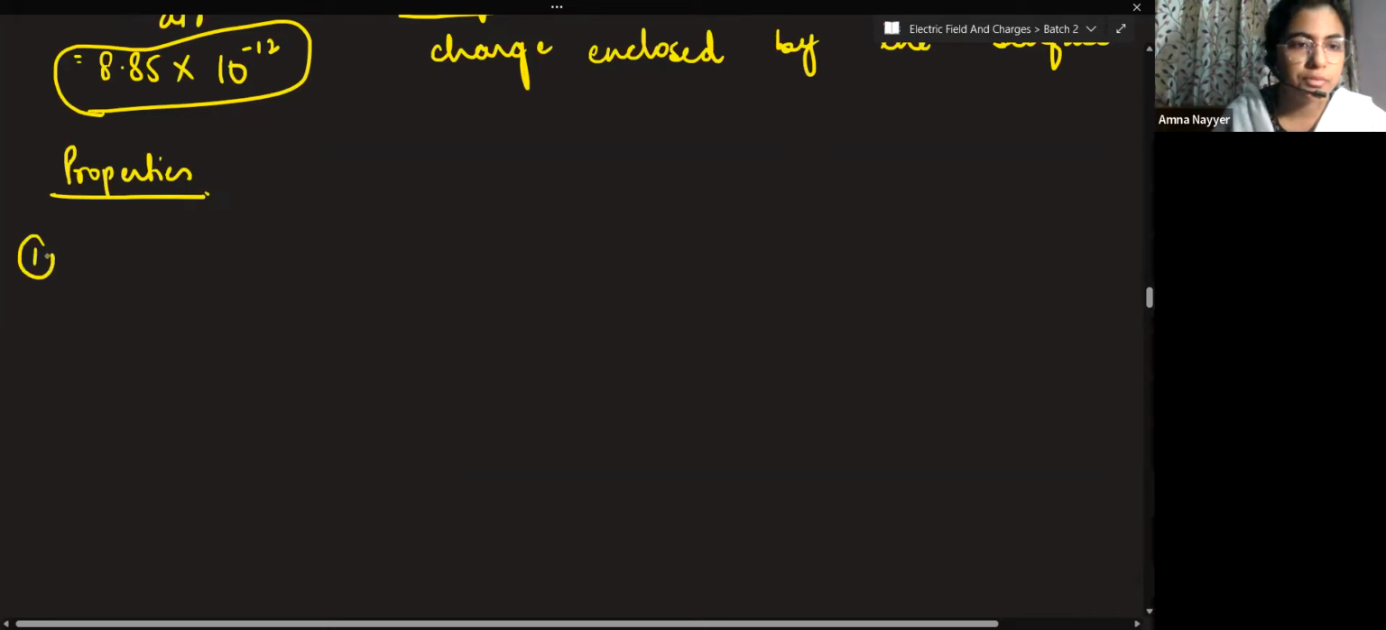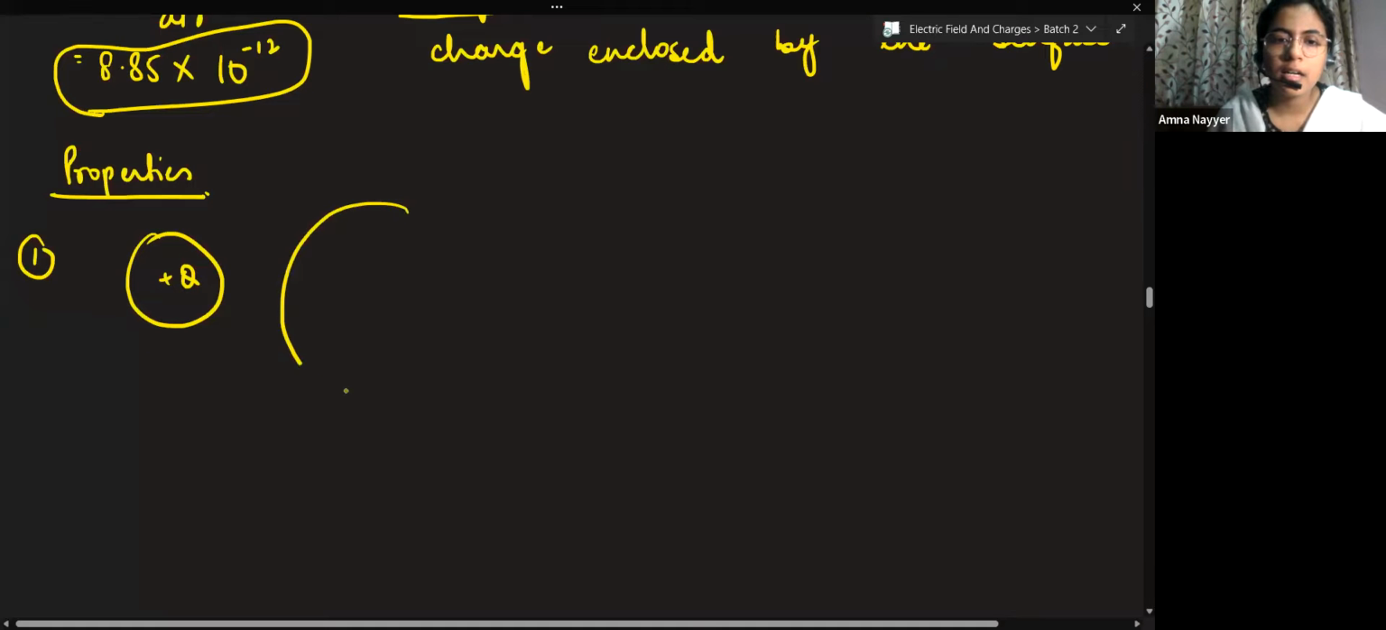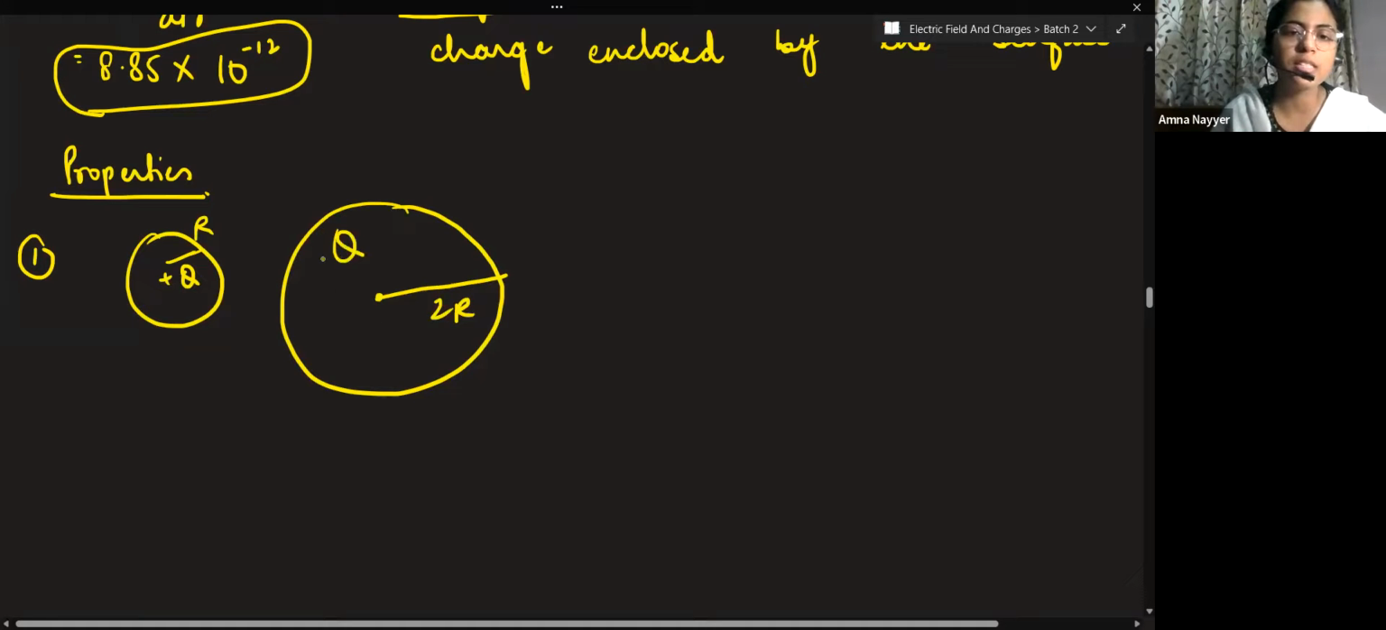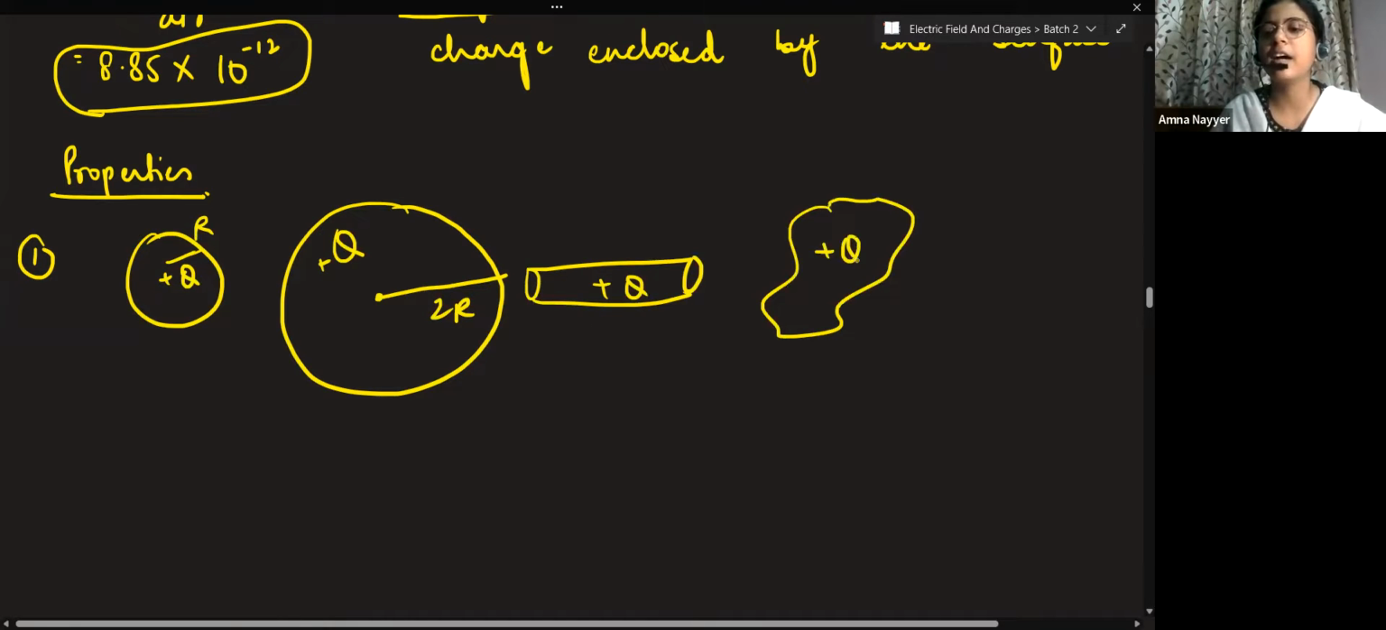So see, the first property that you have is, if I give you this sphere with the charge plus q, I have taken a bigger sphere. Let's say the sphere's radius was r. The radius of this is 2r and the charge is plus q. Let's say I have given you a cylinder with plus q, or any system with the charge plus q. All these systems are there.